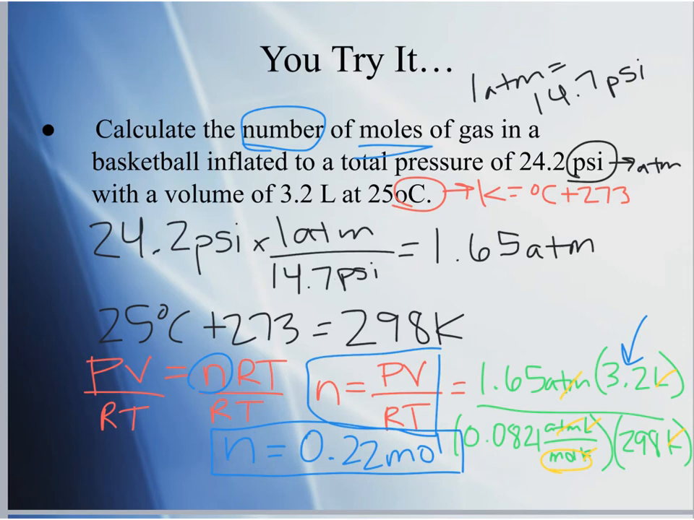Just a quick note about sig figs: the constant R, 0.0821, will never be used for determining sig figs. Even though we're doing math with it, it is kind of like a constant number, so it does not factor in when we're figuring out sig figs. So make sure you don't look at R when you're trying to figure out the number of sig figs to round to. All right, so once again, number of moles, 0.22.